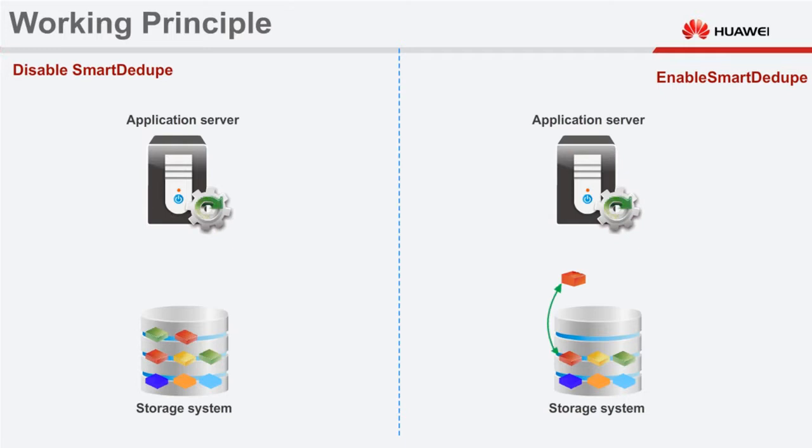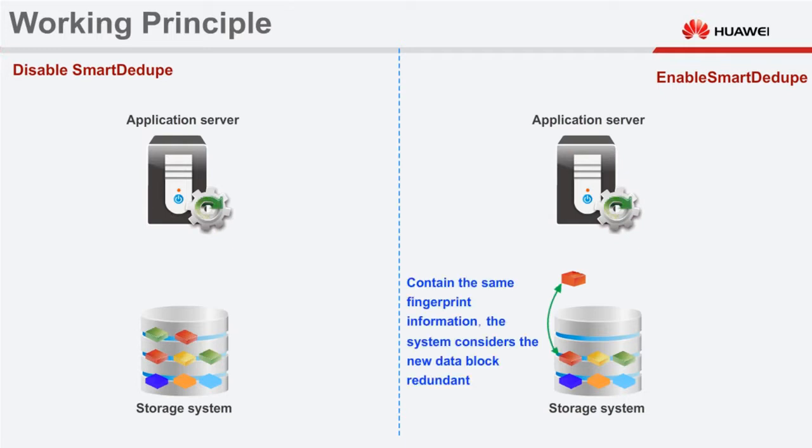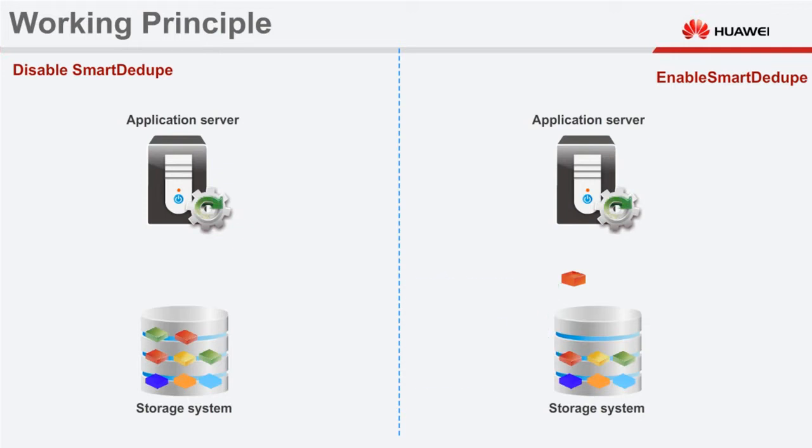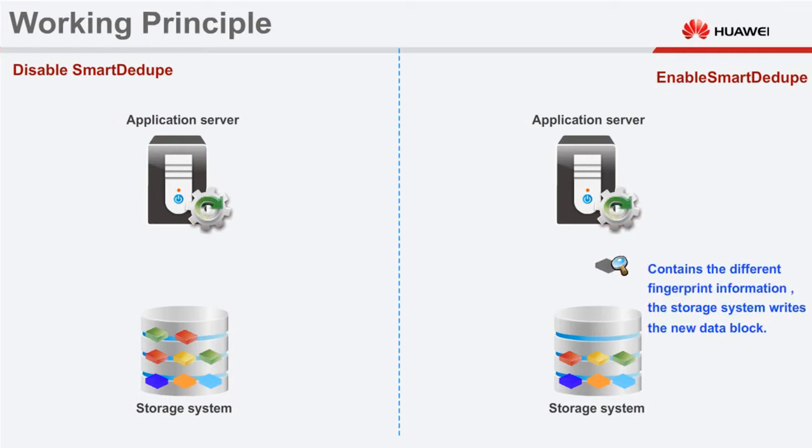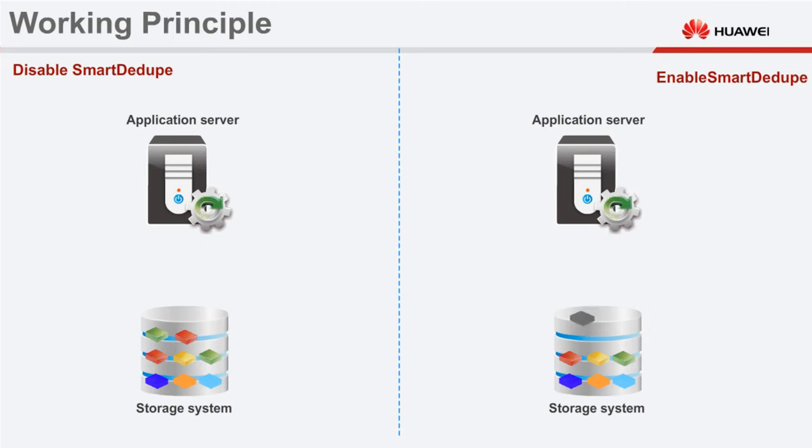information about new data blocks and compares the information with that of existing data blocks. If two data blocks contain the same fingerprint information, the storage system considers the new data blocks redundant and deletes it. Only one copy of the same data is reserved in the storage system. If no existing data block has the same fingerprint information as a new data block, the storage system writes the new data block.